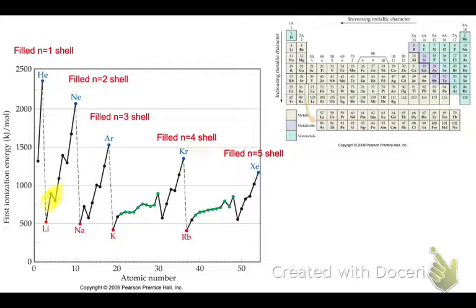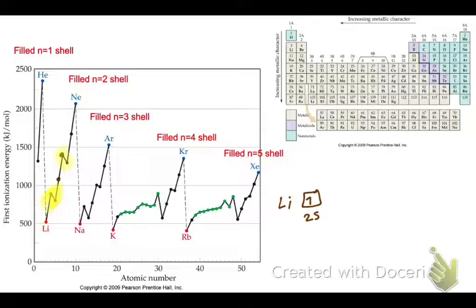The next dip is between, so after boron, we get carbon. So this element here is carbon. Then we get nitrogen here. And then instead of oxygen going up, we have a dip. So why is that the case? We have to look at the electron configuration to understand.